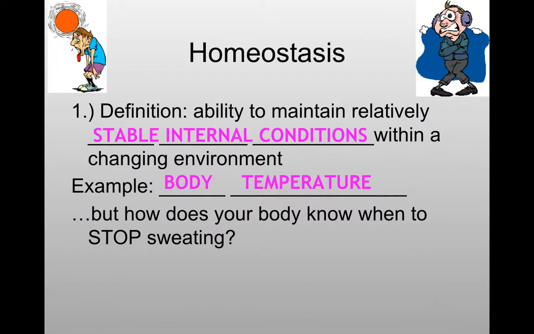As we just said, the definition of homeostasis is maintaining stable internal conditions within a changing environment. So that means that outside of my body, maybe it's getting really, really cold, but my body temperature doesn't drop. My body temperature stays the same. So how does your body know? How does your body know when it needs to generate a little bit more heat in order to stay warm in cold temperatures, or when it needs to sweat in order to stay cooler in warmer environmental temperatures?